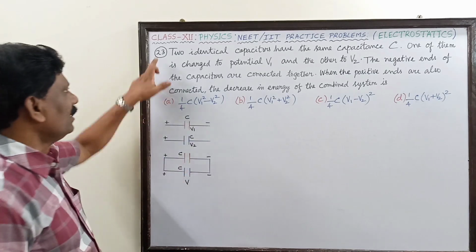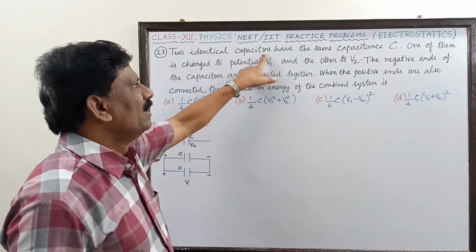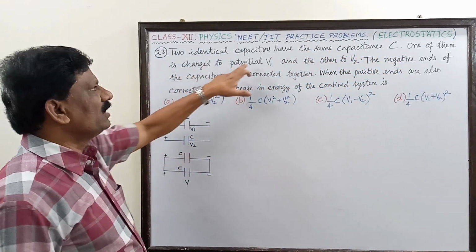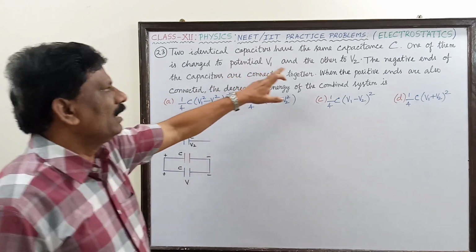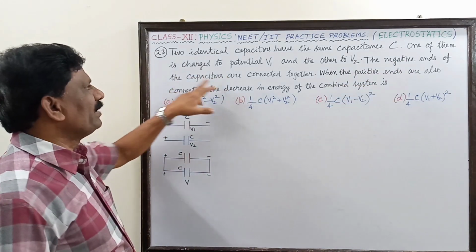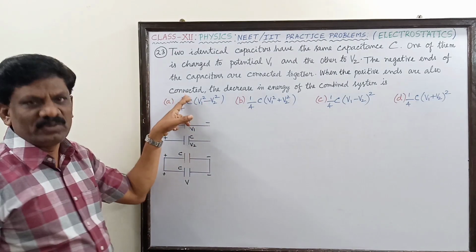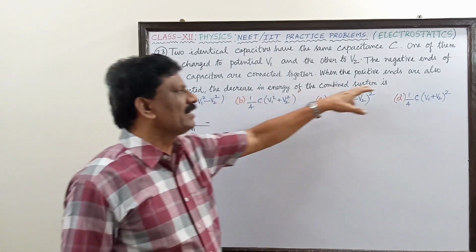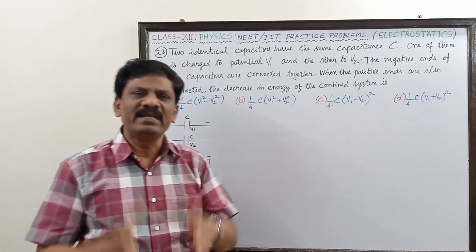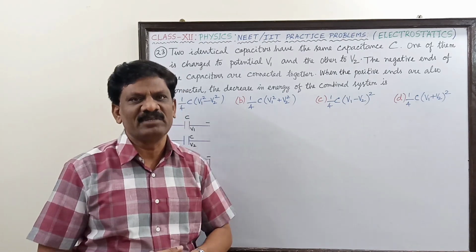Hi students, MCQ 23. Two identical capacitors having the same capacitance C, one of them is charged to potential V1 and the other to potential V2. The negative ends of the capacitors are connected together. When the positive ends are also connected together, then the decrease in energy of the combined system has to be determined. This same question has been asked many times in previous years in medical and engineering entrance examinations.